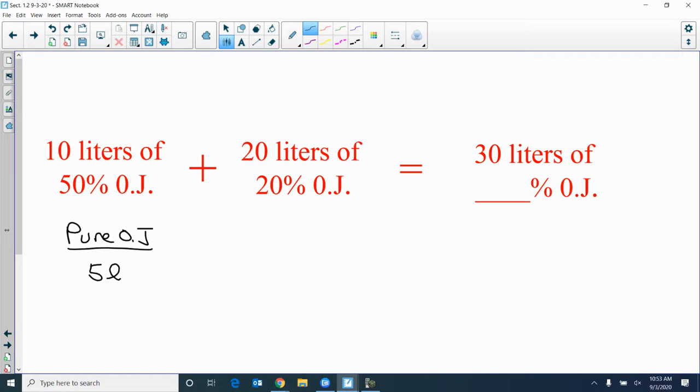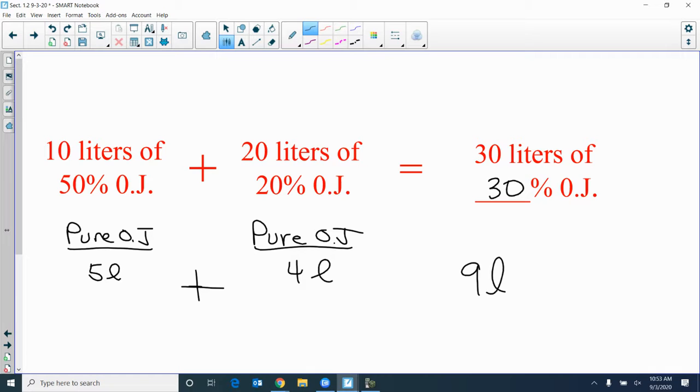Plus, okay, how much pure OJ do I have in the second one? Cole Rhodes. 4 liters. 4 liters. 20 times 0.2 is 4 liters. So when I pour these two together, how much pure orange juice do I have? 5 plus 4 is 9. What's the percent? 30. Okay, so you got 9 liters out of how much? 30. So 9 divided by 30 gives me 30%. So you kind of need to understand that.